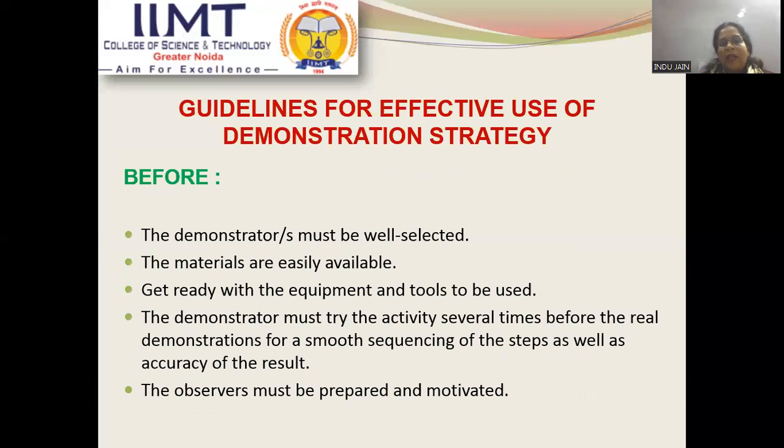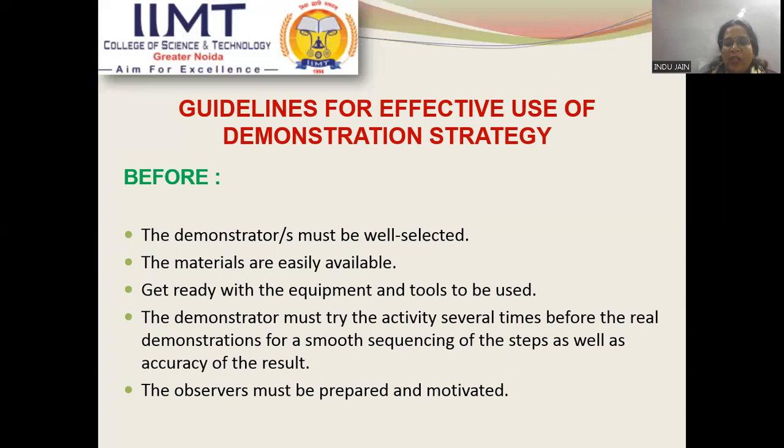There are certain guidelines for effective use of demonstration strategy. Before starting the demonstration strategy, or before going to the classroom to demonstrate something, the demonstrator must be well selected. The materials used during the demonstration process must be easily available.